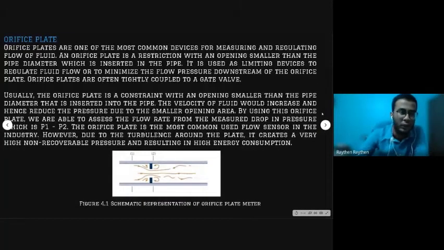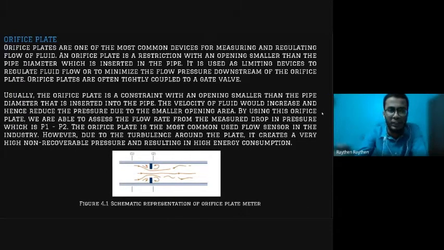So first we look into the orifice plate. Orifice plates are one of the most common devices for measuring and regulating flow of fluid. An orifice plate is a restriction with an opening smaller than the pipe diameter which is inserted in the pipe. It is used as a limiting device to regulate fluid flow or to minimize the flow pressure downstream of the orifice plate. Orifice plates are often tightly coupled to a gate valve.